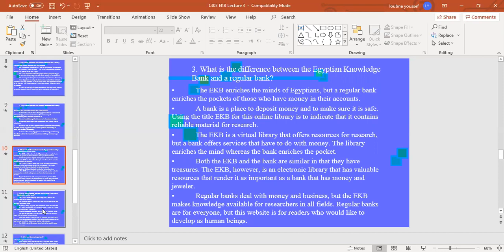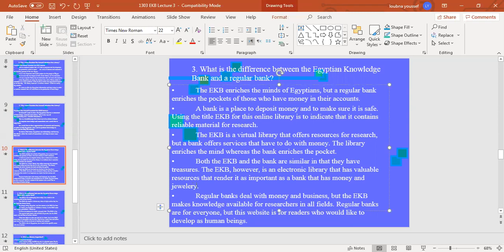Another possible answer is both the Egyptian Knowledge Bank and the bank are similar in that they have treasures. All right, that's the similarity. The difference is the Egyptian Knowledge Bank, however, is an electronic library that has valuable resources that render it as important as a bank that has money and jewelry. Okay, jewelry is missing a Y.